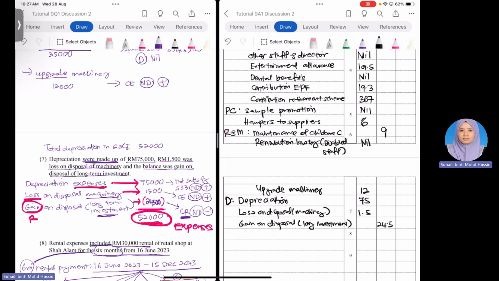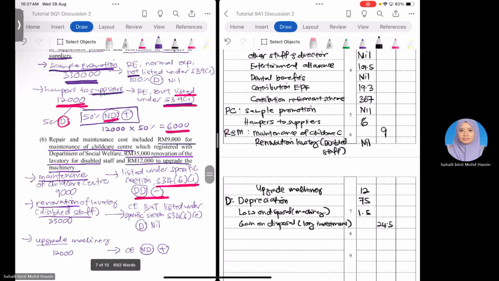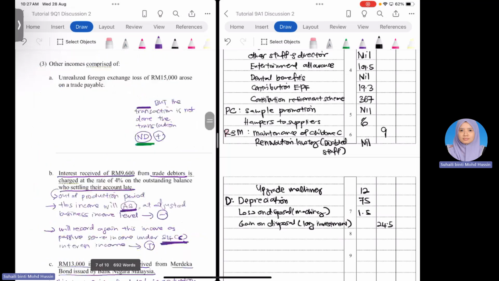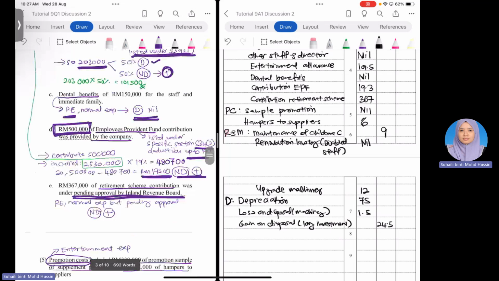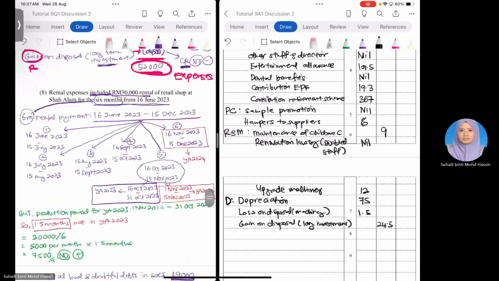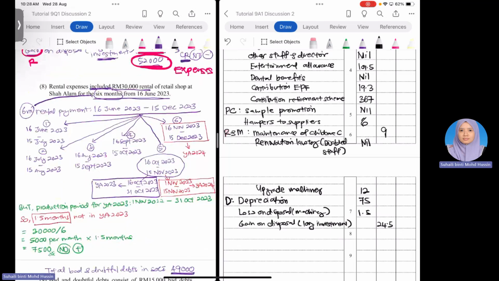Okay, number 8, we have the rental, 38,000 ringgit. You already deducted it in the SOCI, right? But let's see what number 8 is. Number 8 is actually very easy. But because the company did not pay the rental in the first month of the month. Basically, we pay the rental on the first day of the month: 1st January, 1st February, 1st March. But now the company paid the rental starting in the middle of the month.